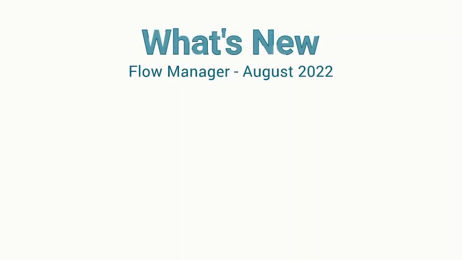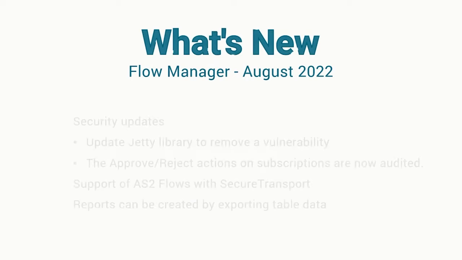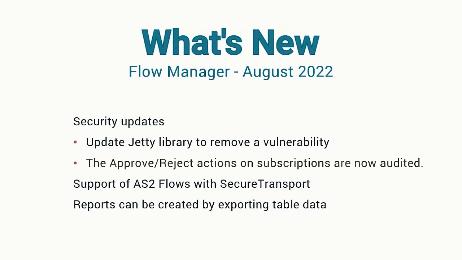Let's dive into what's new in this Flow Manager August release. First, I want to mention some security updates. We updated the Jetty library to remove a vulnerability, and now the approve reject actions on subscriptions are audited. As for new features, we now support AS2 flows with SecureTransport, and reports can be created by exporting table data.